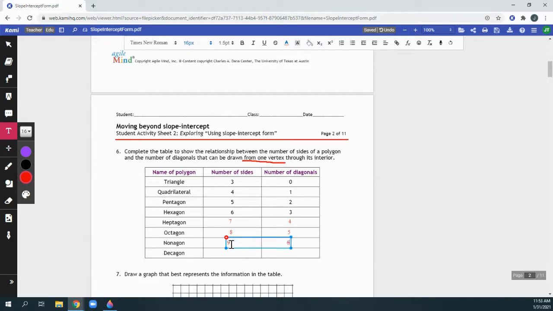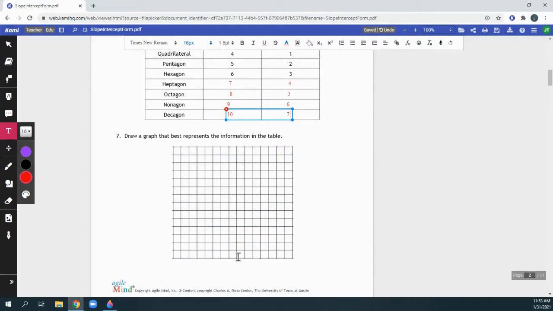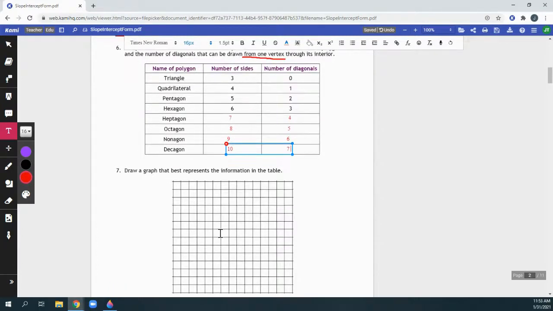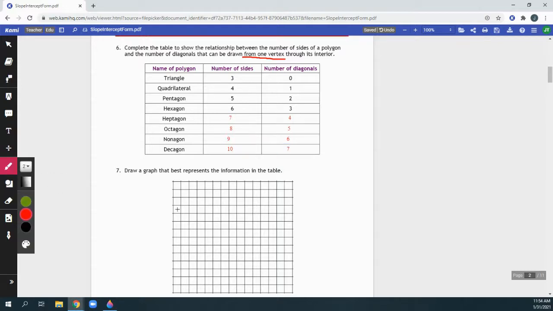And I get 6 diagonals from one corner alone. And if I have 10 sides in a decagon, I have 7 diagonals from one corner. Okay, we're going to graph this information, and we'll do it like this. We don't have negative sides, so we're going to have sides going down to 0. I'm going to go like this.